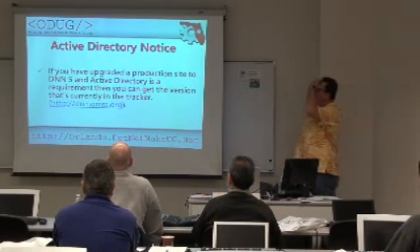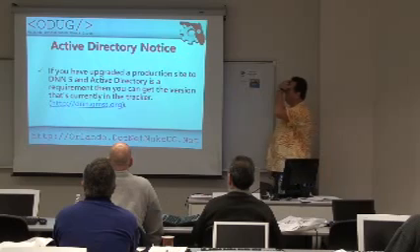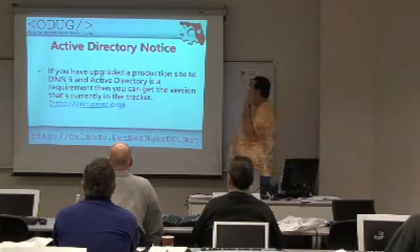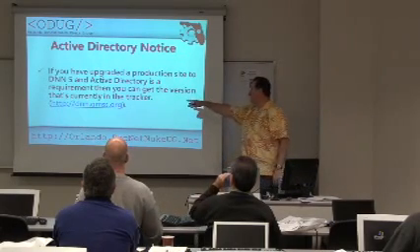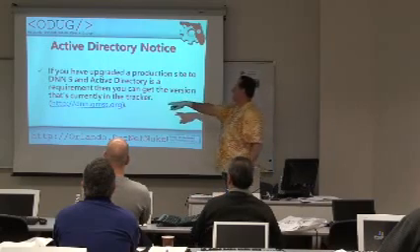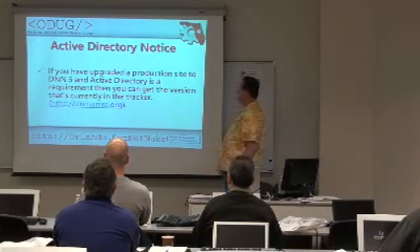Active Directory: notice if you've upgraded a production site to DNN5 and Active Directory is a requirement, then you can get the version that's currently in the tracker. So there's a URL for that.